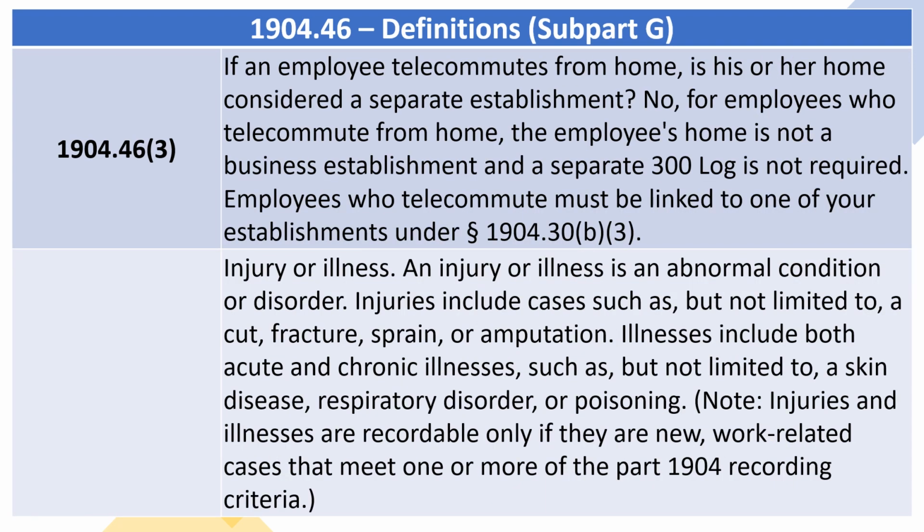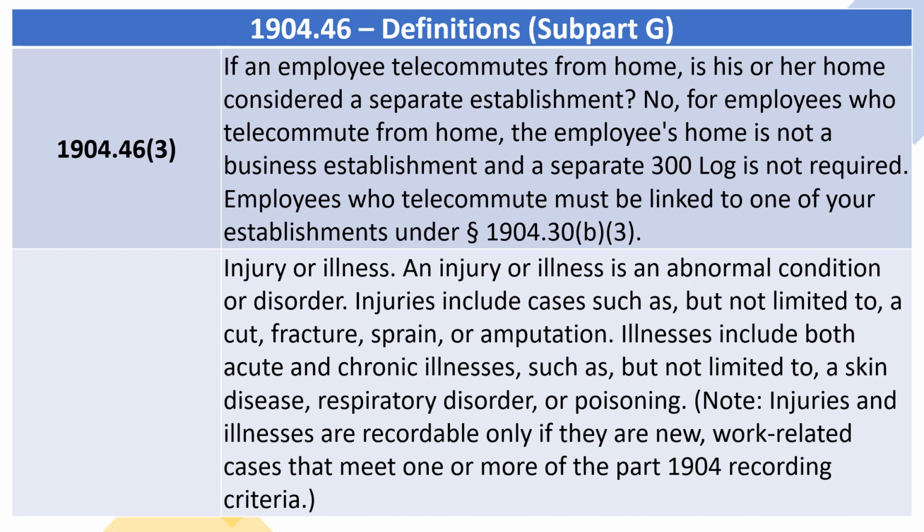1904.46, 3. If an employee telecommutes from home, is his or her home considered a separate establishment? No. For employees who telecommute from home, the employee's home is not a business establishment and a separate 300 log is not required. Employees who telecommute must be linked to one of your establishments under Section 1904.30, b. 3.